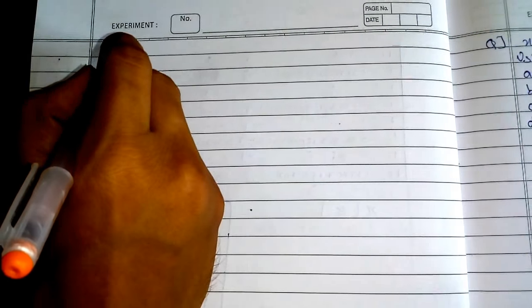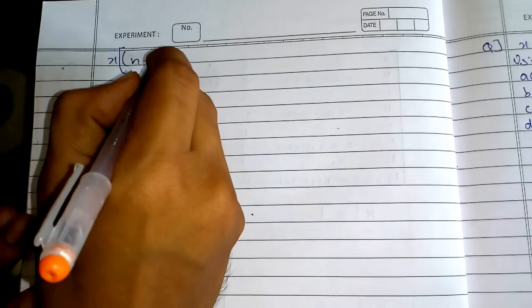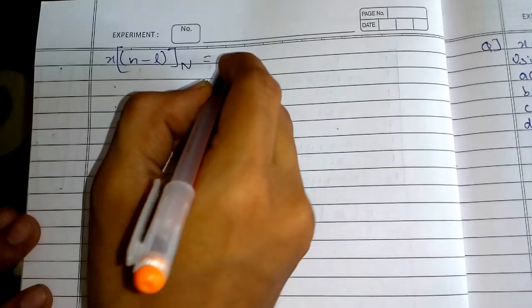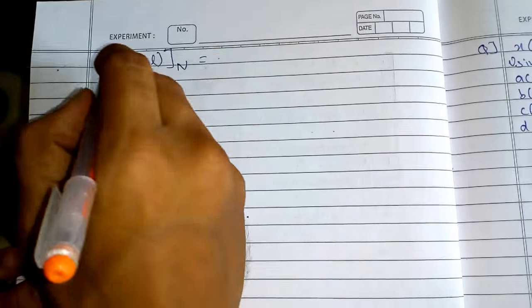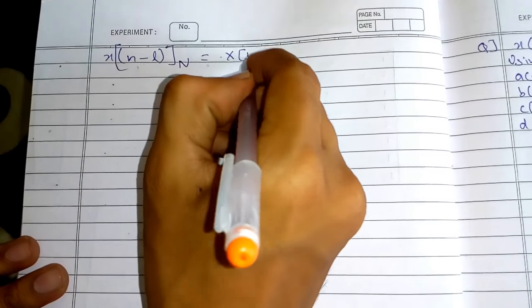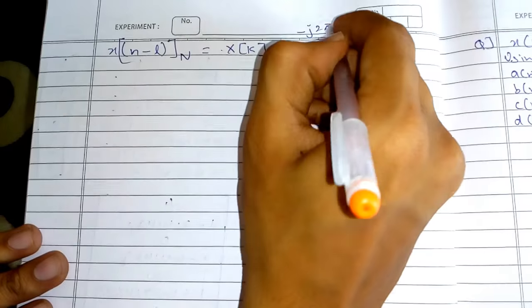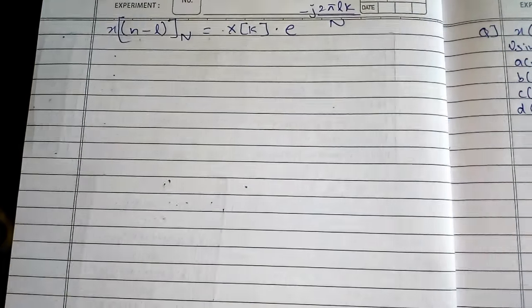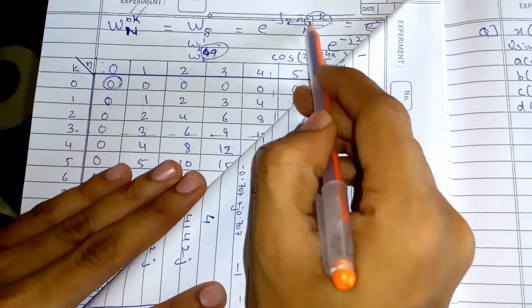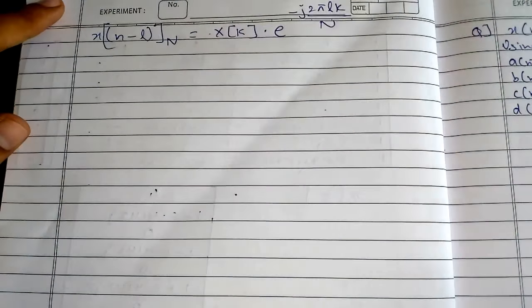If you have x of n minus L, I can find X of k for the new sequence as X of k of the previous sequence multiplied by e raised to minus j2 pi lk by capital N. Looks very much similar to the previous formula that we saw. In place of nk, I just have lk. Everything else remains the same.